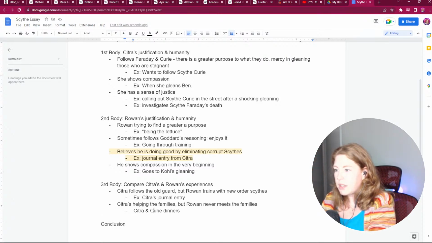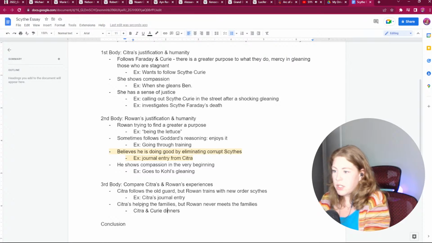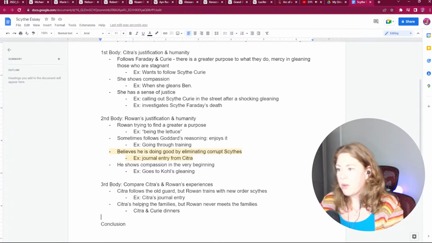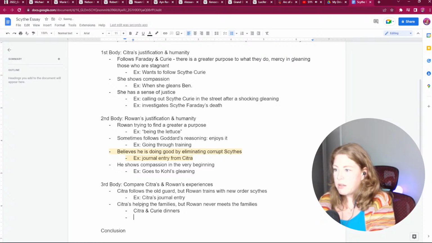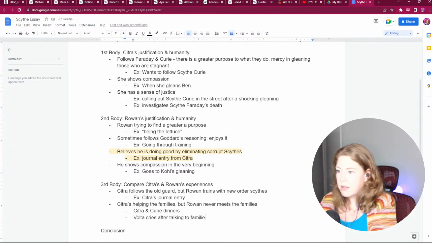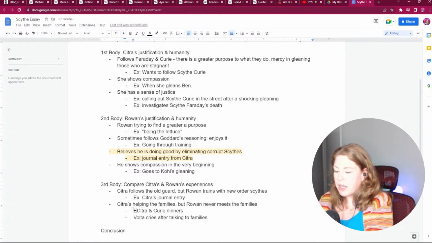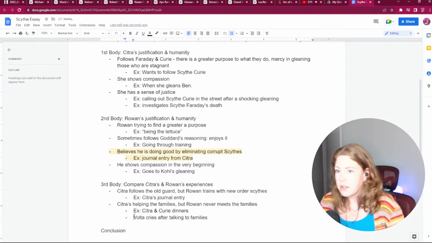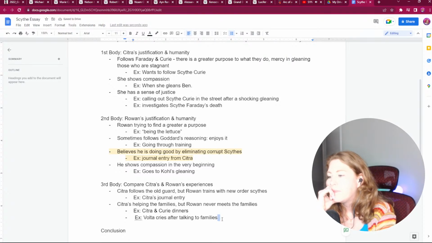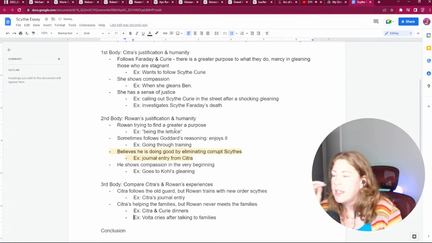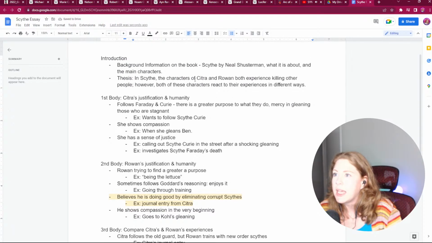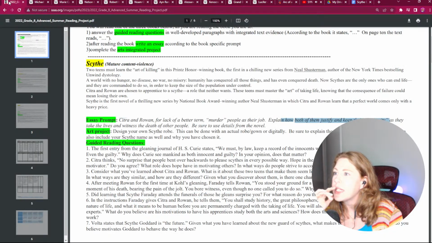Okay. The dinners with the families, Citra and Curie dinners. And then we can put Rowan never meets the family. Volta cries after talking to families. And you see Rowan and Volta kind of have that conversation. So that's a good example there. Okay. More compare, contrast. Let's just make sure we're going back to the main thing, right? The prompt says to explain how they justify and keep their humanity.